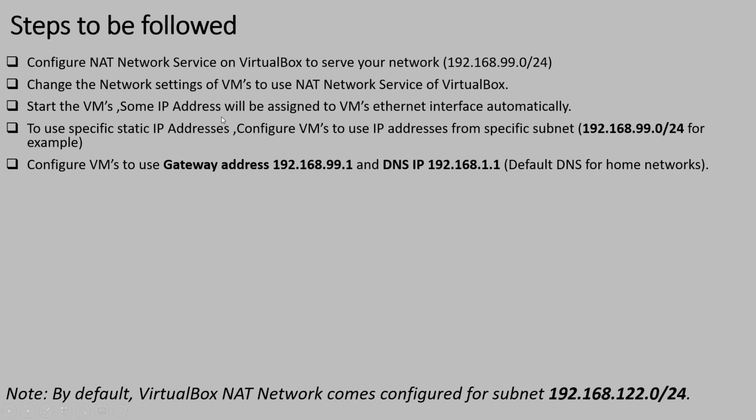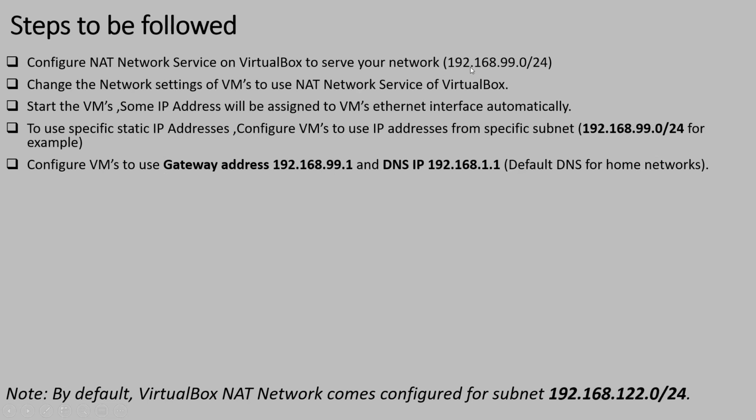But make sure your host machine is connected to the internet using Wi-Fi or using a wired connection. Next, in case we need to use static IP addresses, we can do that. We just need to assign an IP address to each machine from this subnet. This is all we need to do. For example, on a Linux VM, we can use the nmcli command line or nmtui text user interface. Then the last step, which is very important, configure VMs to use this gateway address for this subnet.